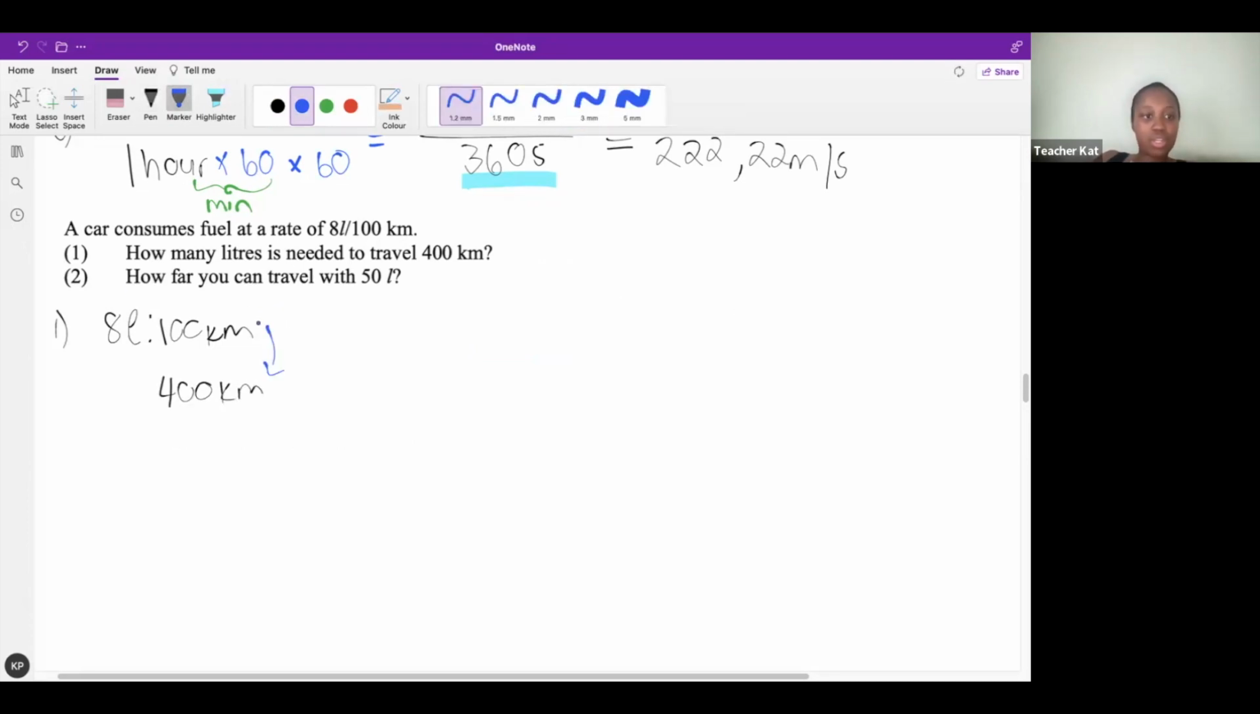Okay, I need to go from there to there. What do I have to multiply by to get there? I want to know from 100 to 400, what do I have to multiply by to get there? By 4, guys, right? But if I do that on the right-hand side, then I have to do that on the left-hand side, which means how many liters will I need? 8 times 4, which is 32 liters. Thank you.